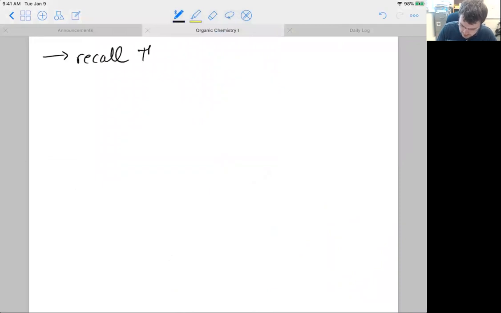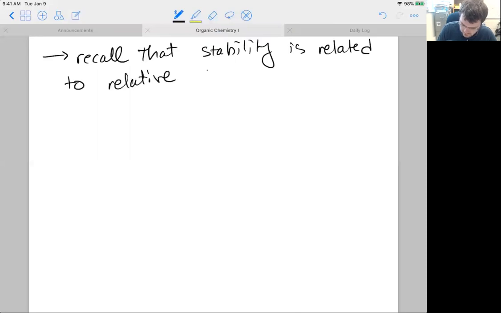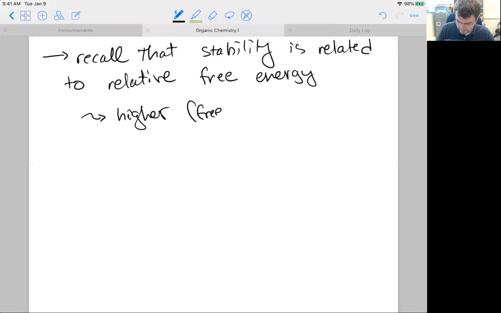recall that stability is related to relative free energy. And we say that higher energy things are less stable. Higher energy things are less stable, and lower energy things are more stable. The bowling ball is higher on top of the shelf. It's a less stable situation than the bowling ball being on the floor, which is a more stable situation.